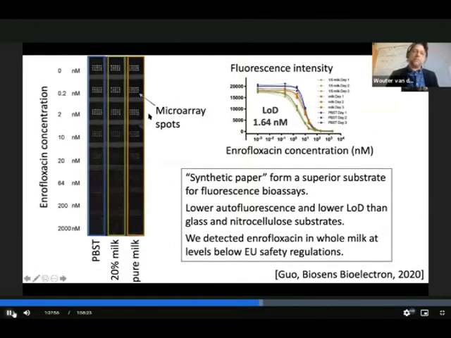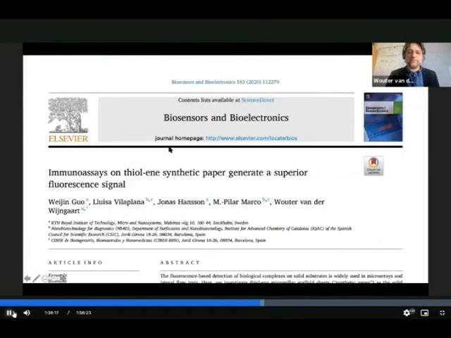And here you can see how the synthetic paper is used for microarray spots, and how we are able to detect as low as 1.6 nanomolar of this antibiotic, which is on par with the best other tests. And compared, we also show that this substrate is better than glass and actually nitrocellulose. And you can find this paper was also published last year in Biosensors and Bioelectronics.